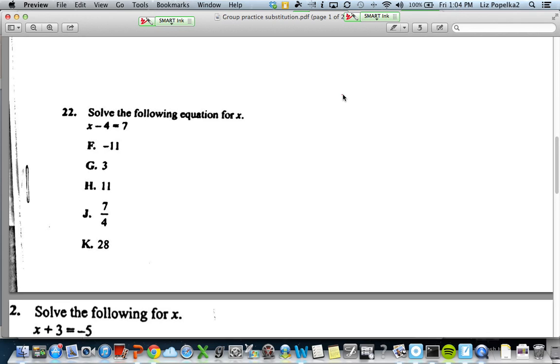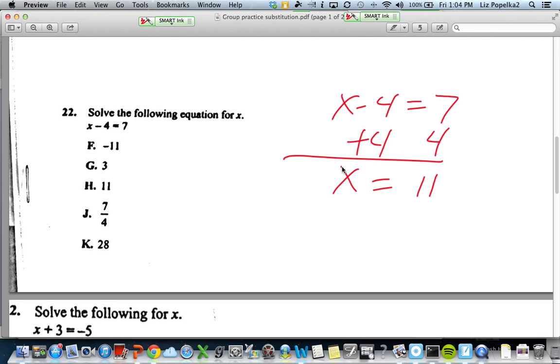Number 22, I know a bunch of us probably just already know how to solve this one, because we know that we need to get that x by itself. We need to add 4 to each side. X is equal to 11. However, some of us might not be so good at solving equations, so that's when you can use your substitution method. So let me go back. 11 minus 4 equals 7.